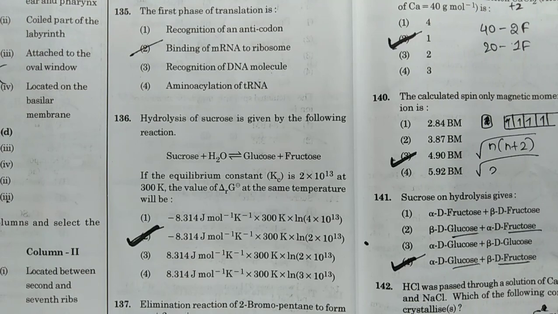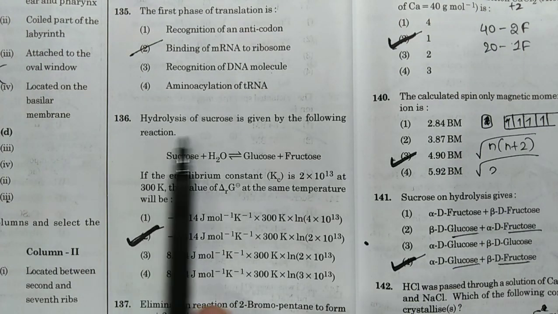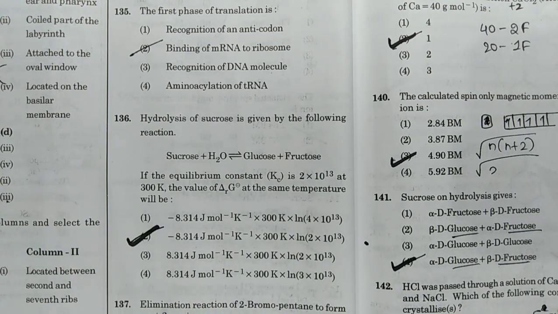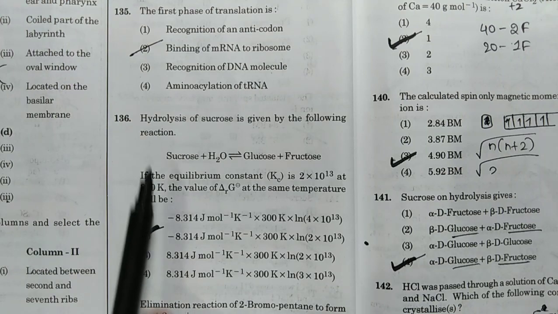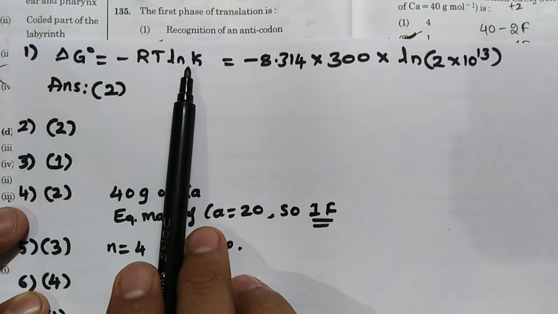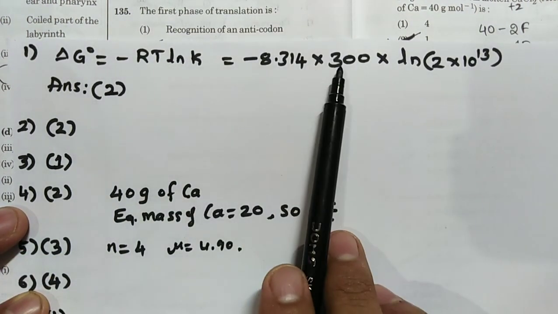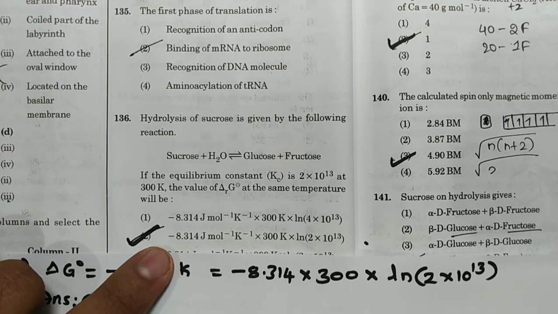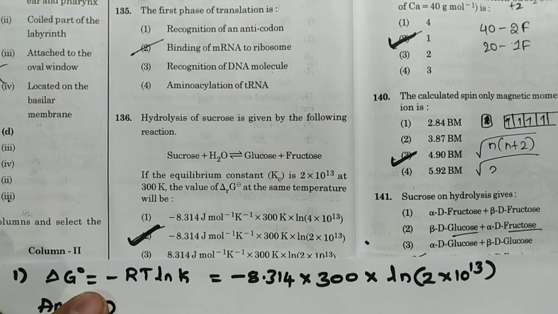In this particular case, the first question: hydrolysis of sucrose is given by the following reaction. The options may be different according to your version code or test booklet code, so please go through that and then mark the answer. The correct answer for this question is the second option. The reason is the formula delta G naught is equal to minus RT ln K, with the R value, T value, and ln of 2 into 10 to the power 13. So the answer is minus 8.314 into 300 into ln of 2 into 10 to the power 13. So the answer is 2.